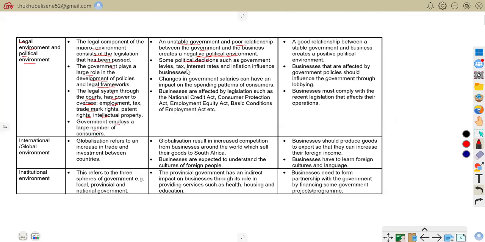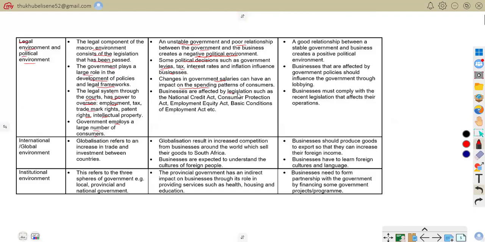Some political decisions such as government levies, tax, interest rates, and inflation influence business. When you're talking about political decisions that affect business, government choices impact costs, for example, an increase in the VAT. Changes in government salaries can have an impact on the spending patterns of consumers. Salary changes influence spending. So if salaries drop, people buy less.